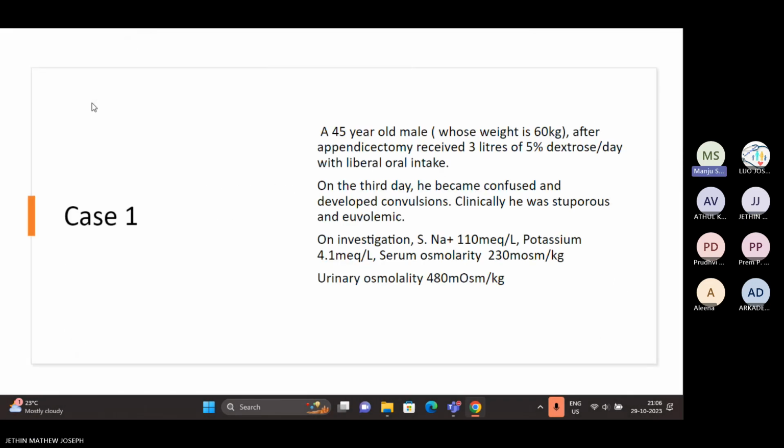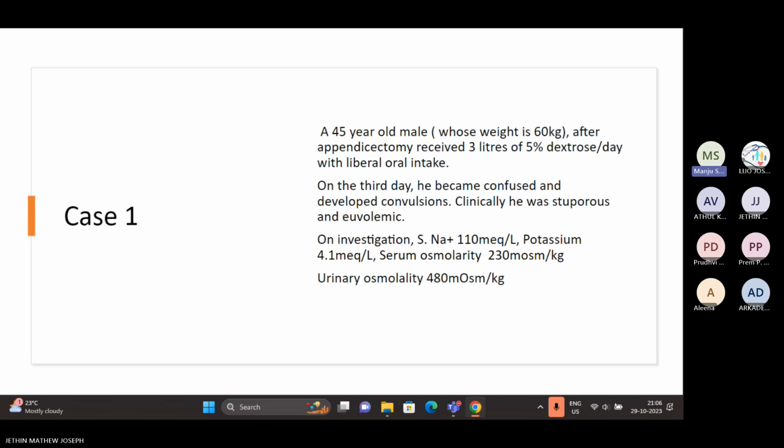So here you have a case. He's a middle-aged male who is post-op. We've been given his weight as 60 kg, and he has been receiving lots of fluids in his post-op period. They've given it as 5% dextrose, and at the same time, he has been allowed a liberal oral intake. And on the third day of his post-op, he becomes confused, develops seizures, and is found to be stuporous but euvolemic.